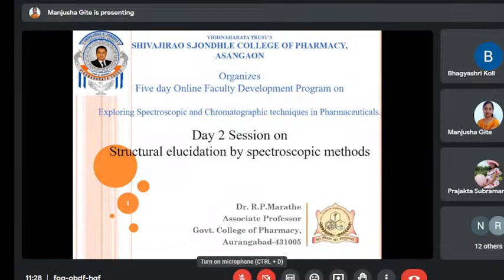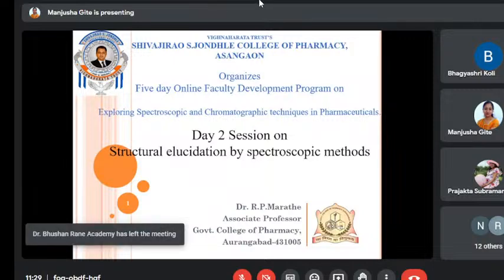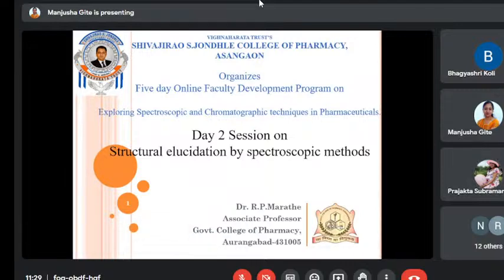Structure elucidation. What is meant by structure elucidation? First question, what is the difference between chromatography and spectroscopy? Chromatography is a separation technique. Spectroscopy is used to determine structure by various spectroscopic methods like IR, UV, mass, NMR.